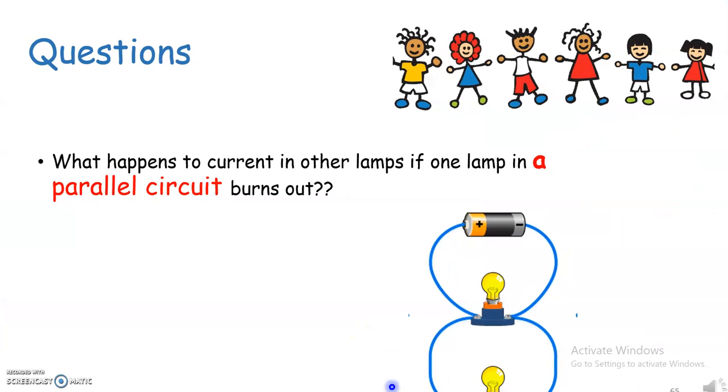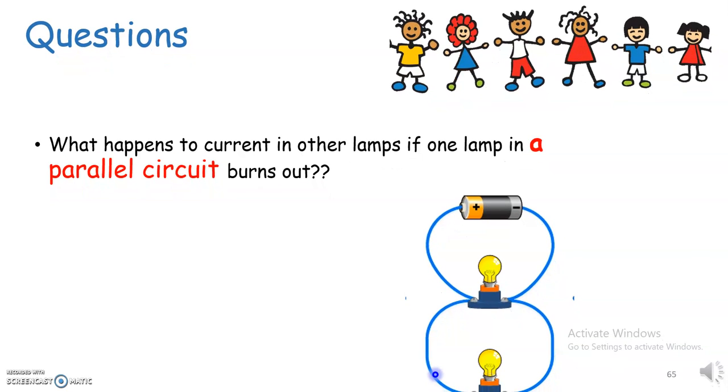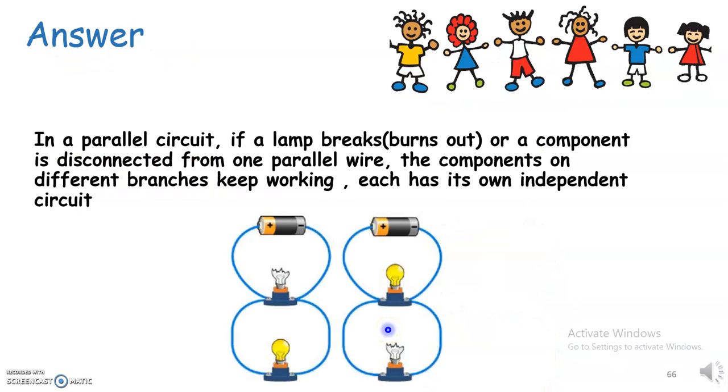What happens to current in other lamps if one lamp in a parallel circuit burns out? What do you think? What will happen? In a parallel circuit, if a lamp breaks or burns out or a component is disconnected, the components in other branches keep working, because the current will reach here. Oh, it's an open circuit, but I can continue my path to reach the second lamp. So all the components in the circuit will keep working.